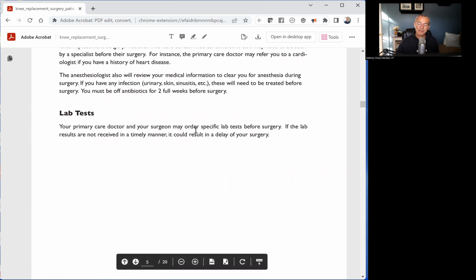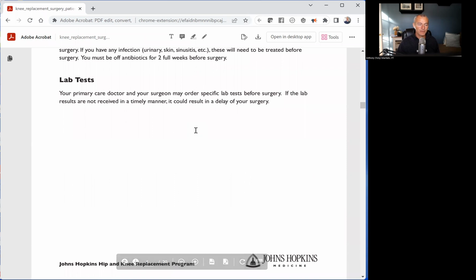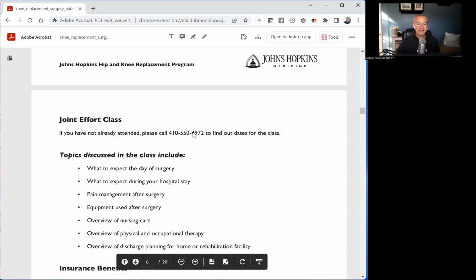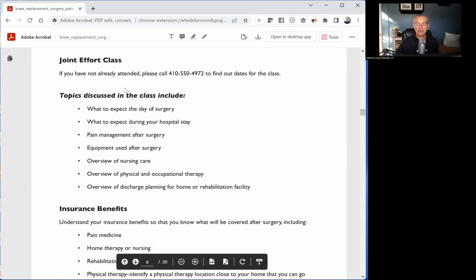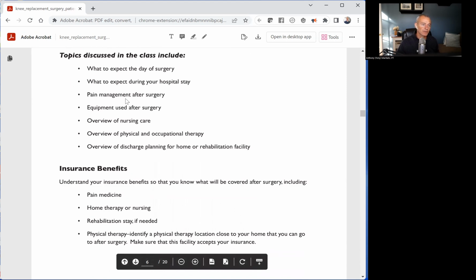Any of your lab testing should be done well in advance of the procedure. These days with COVID, you want to make sure that you have your testing done based on what your surgeon is requiring. If you can go to a joint class in person, if you can get a chance to see what your surgical team recommends, go ahead and do it. If not, hopefully you gain some value from this class on YouTube. Topics that are typically discussed in the class, and we're going to kind of touch on through these videos: what to expect on the day of surgery.